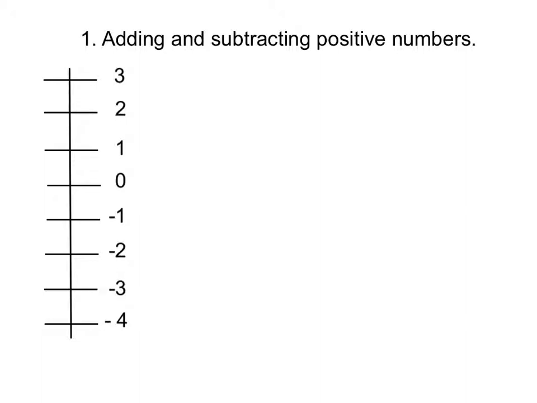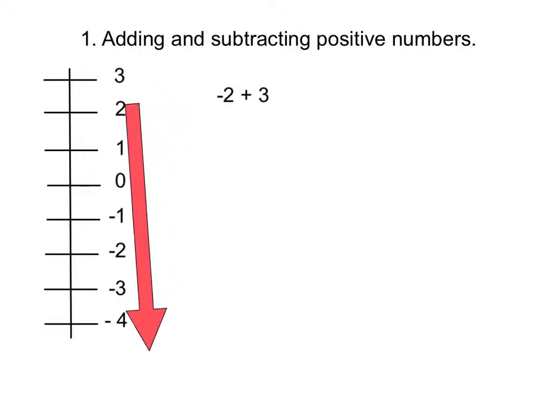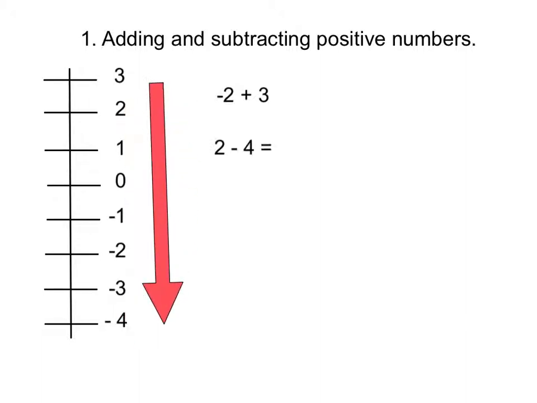When we add a positive number, we go upwards on the number line. For example, if we have minus 2 plus 3, we start at minus 2 and we go up by 1, 2, 3, and so that takes us to 1. If we subtract a positive number, then we go down on the number line. So to answer 2 minus 4, we start at 2 and we go down by 1, 2, 3, 4, so we get to minus 2.